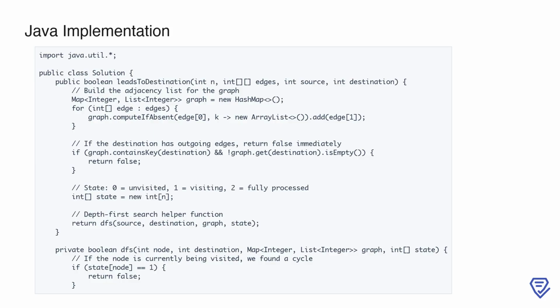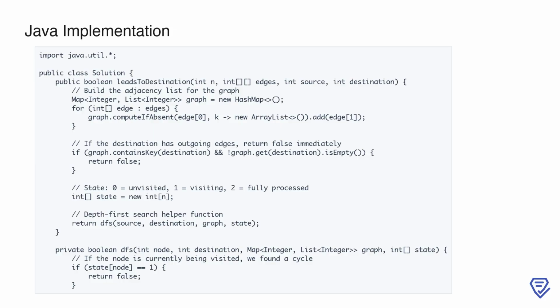The first step is to construct an adjacency list representation of the graph using a hash map. This allows us to easily look up the neighbors for each node. For each edge, we add the destination node to the list of neighbors for the source node. Next, we include a critical check. If the destination node has any outgoing edges, the function immediately returns false. This is because the problem requires all paths to terminate at the destination, and outgoing edges would imply the destination is not a dead end.